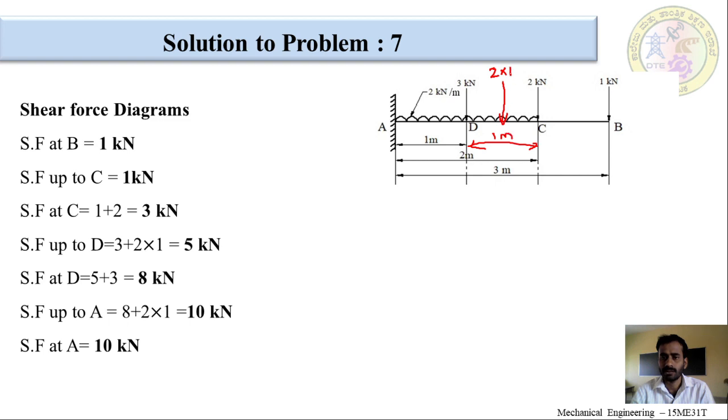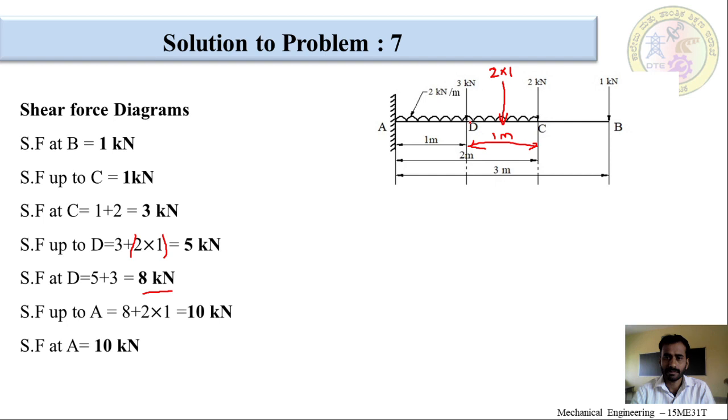Okay, 2 into 1. So, shear force up to D is 3 plus 2 into 1. This is the load, which is equivalent to the UDL, which is equal to 5 kilonewtons. So, what is shear force at D? At D there is again a point load, so that is to be added. So, 5 plus 3 which is equal to 8 kilonewtons at point D.